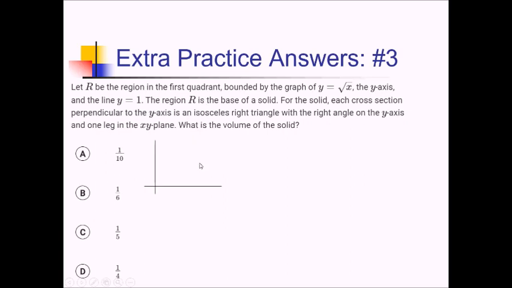So here's my xy axis. We're in the first quadrant, and I have the graph of radical x, which looks something like this. We have the y-axis, and we have the line y equals 1, which is going to be coming across like this. So this is the region R in here, enclosed by these three bounding curves. So now for the solid, for which this is the base, they're saying each cross-section perpendicular to the y-axis is an isosceles right triangle with the right angle on the y-axis and one leg in the xy plane.